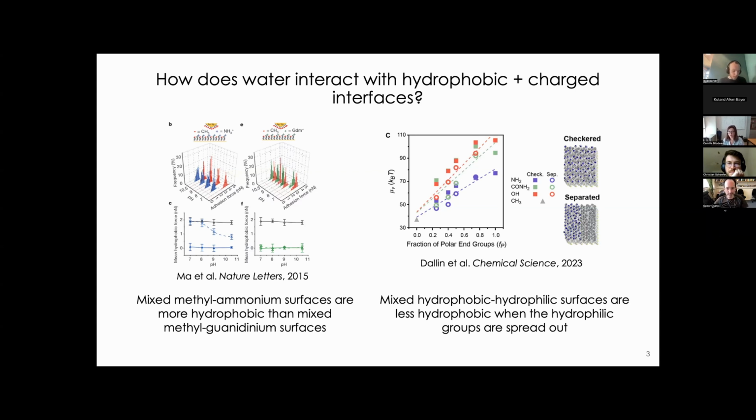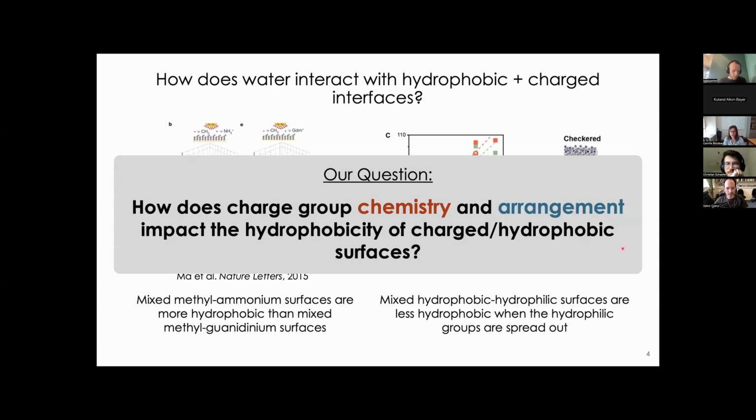And so what we really wanted to answer using molecular simulations is, well, how does charge group chemistry and arrangement impact the hydrophobicity of charged hydrophobic surfaces? And also why, right? What is the molecular mechanism underlying these effects?